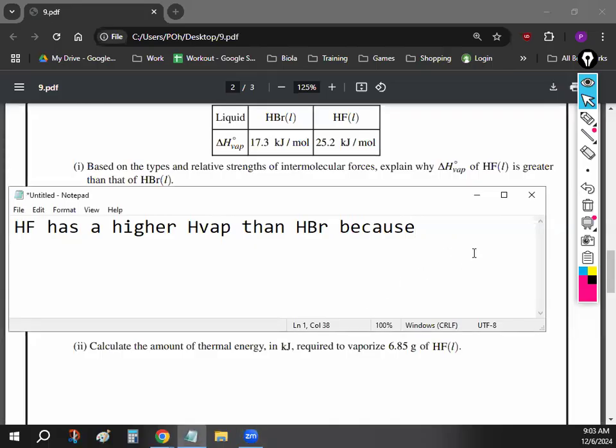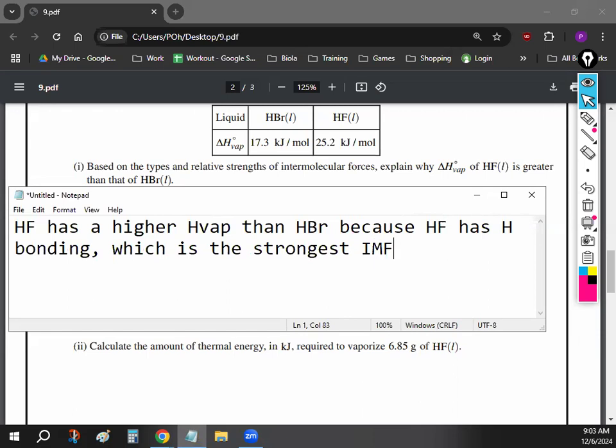Okay, so HF is going to have a higher enthalpy of vaporization. Anyone want to share their reasoning, their explanation? Sure. I said it's greater than that of HBr because HF has hydrogen bonding, which makes the intermolecular forces stronger than HBr, because they have hydrogen bonding and the intermolecular forces are stronger, and we have higher enthalpy of vaporization for HF than HBr.